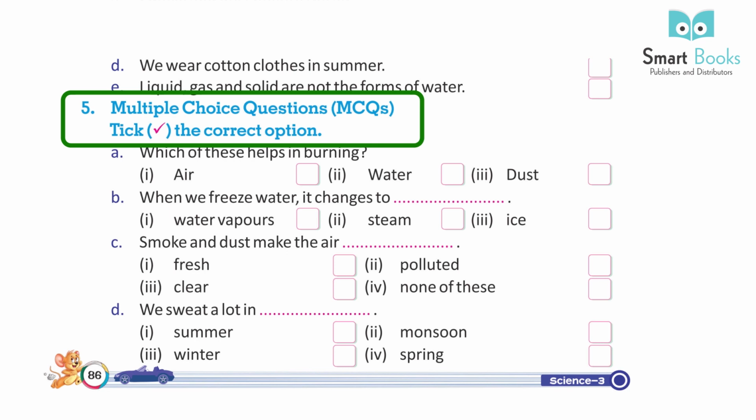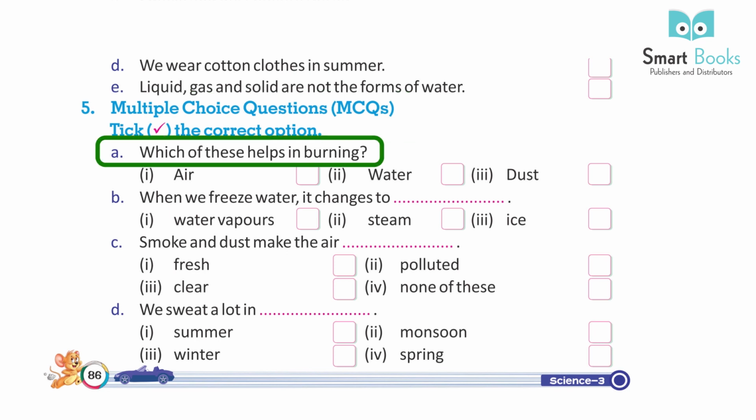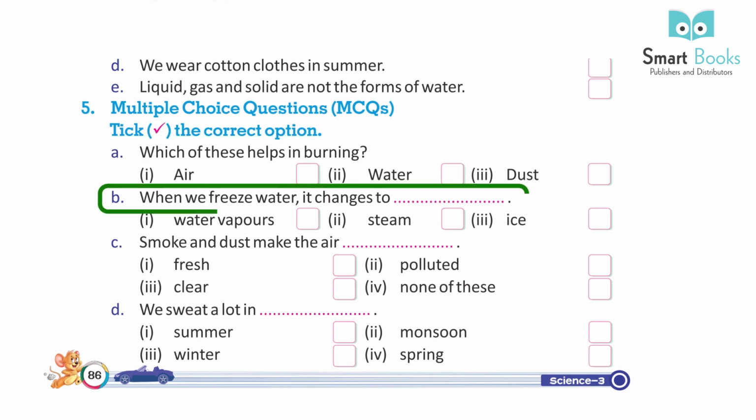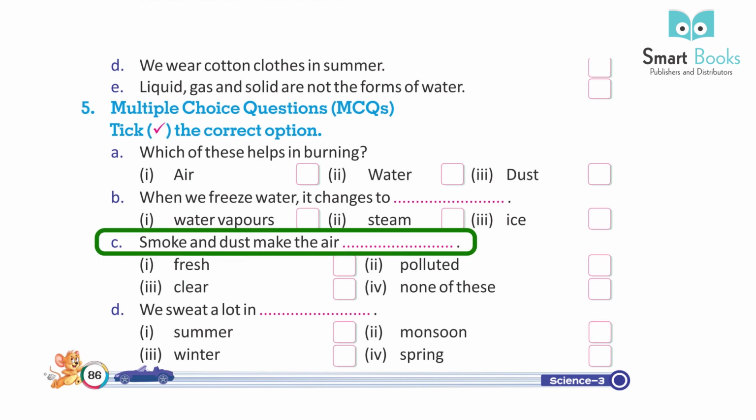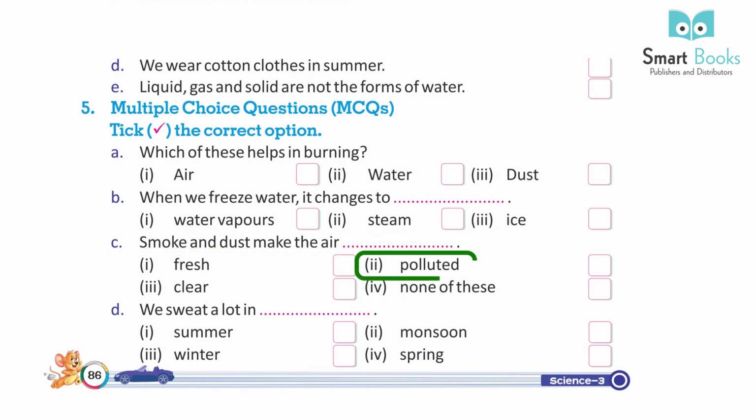5. Multiple choice questions. Take the correct option. A. Which of these help in burning? 1. Air. 2. Water. 3. Dust. B. When we freeze water, it changes to dash. 1. Water vapors. 2. Steam. 3. Ice. C. Smoke and dust make the air dash. 1. Fresh. 2. Polluted. 3. Clear. 4. None of these.